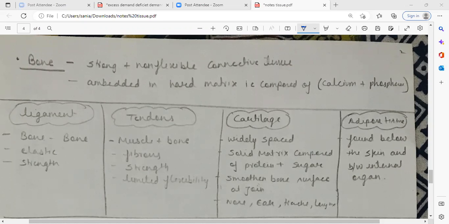Done, students? Blood? Yes, ma'am. Okay, after this, you will write bone. Then you will write: it forms a framework that supports the body. It also anchors the muscles and supports the main organs of the body. It is a strong and non-flexible tissue. Then you will write this: bone cells are embedded in a hard matrix that is composed of calcium and phosphorus compounds. Clear? Be very, very quick.